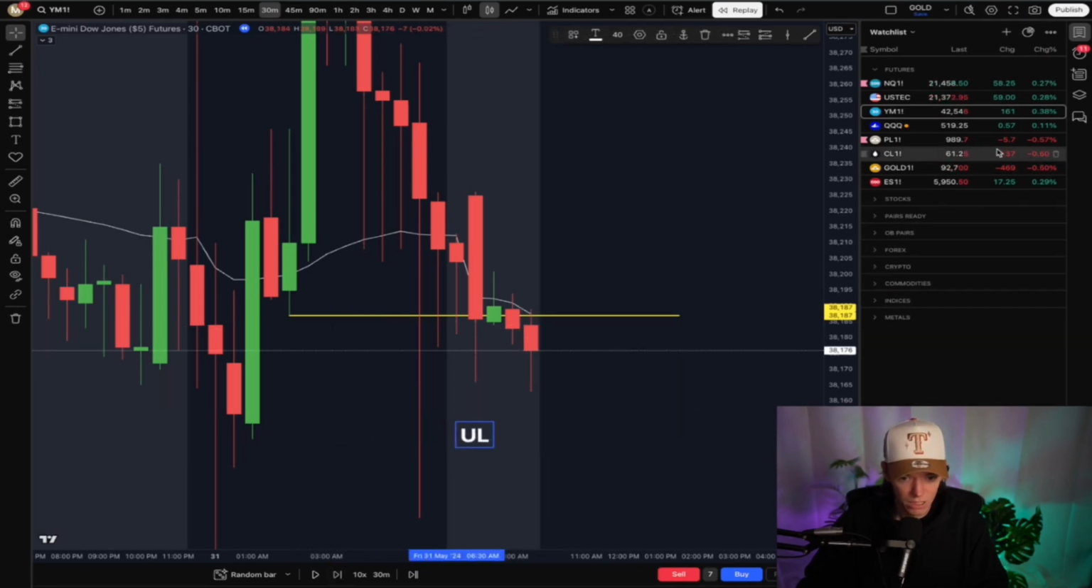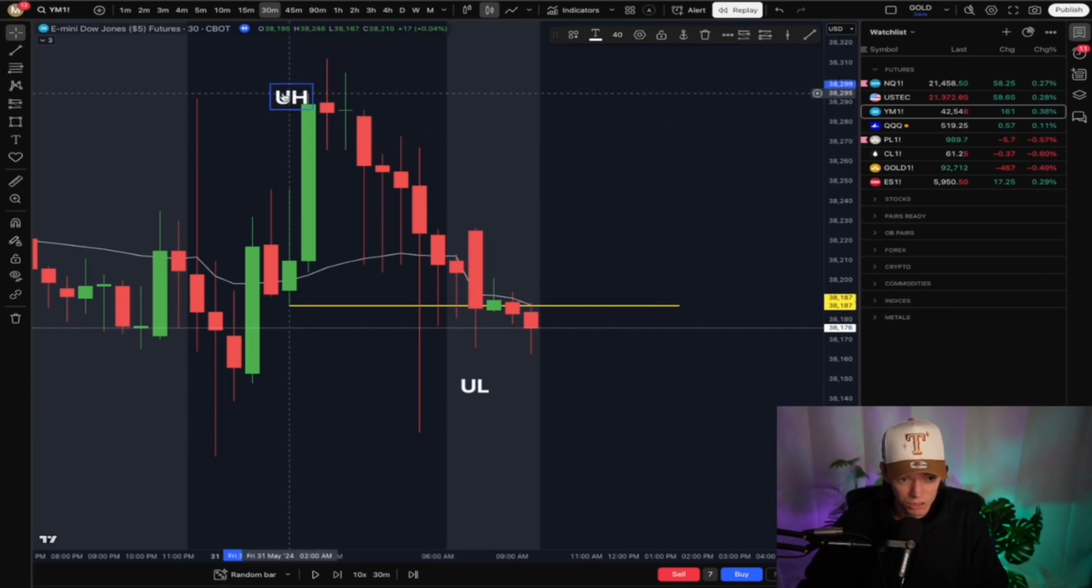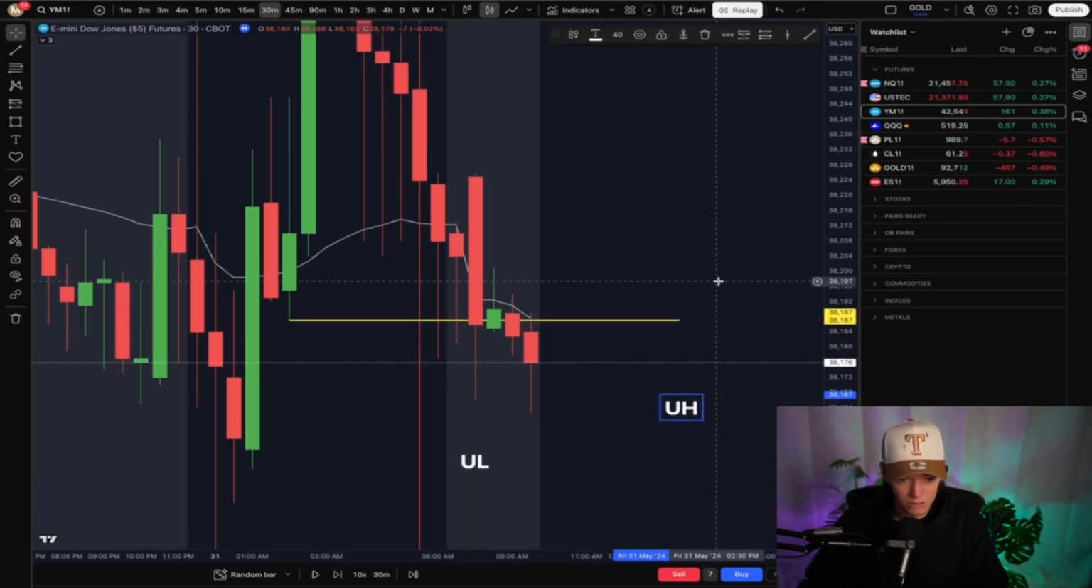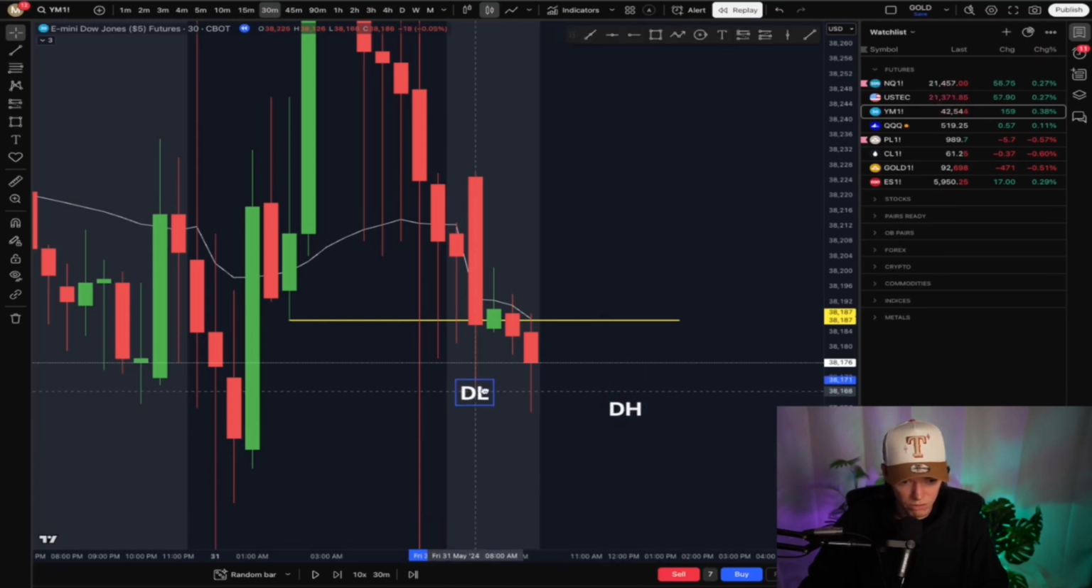Yeah. So now we've changed direction again. Now we're in a downtrend. So we're going to change these to downtrends. Downtrend high. Downtrend low. So this is our current.